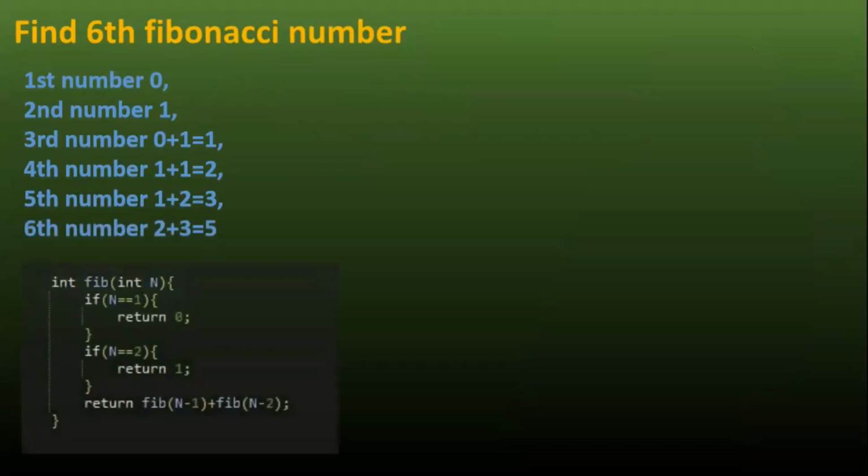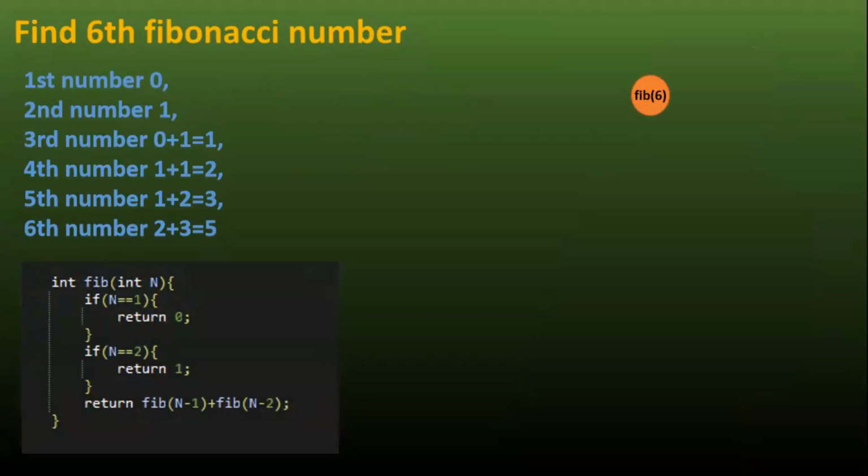So you all must be familiar with this recursive solution, right? When n equals 1, as I said, the first value will be returned as 0. And when n equals 2, the second value will be returned as 1. And if n is neither 1 nor 2, then it will return the sum of the previous two numbers, that is Fibonacci n minus 1 plus Fibonacci n minus 2. So we are starting with Fibonacci 6.